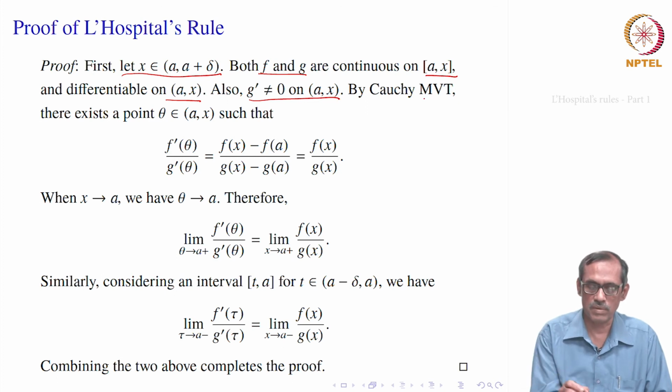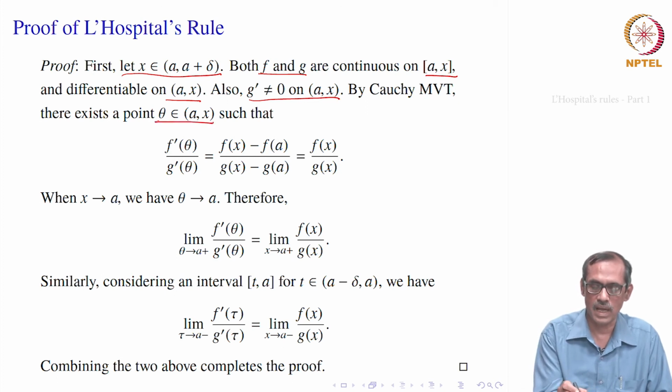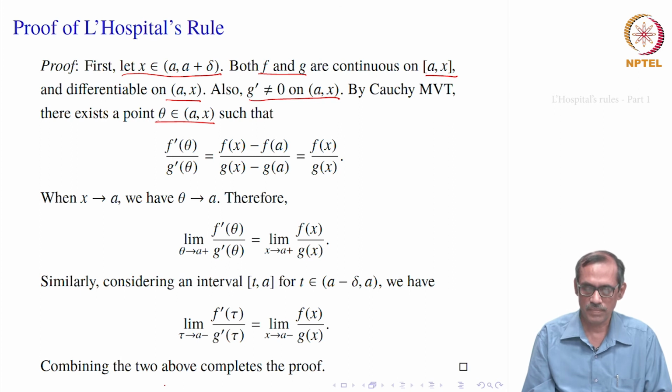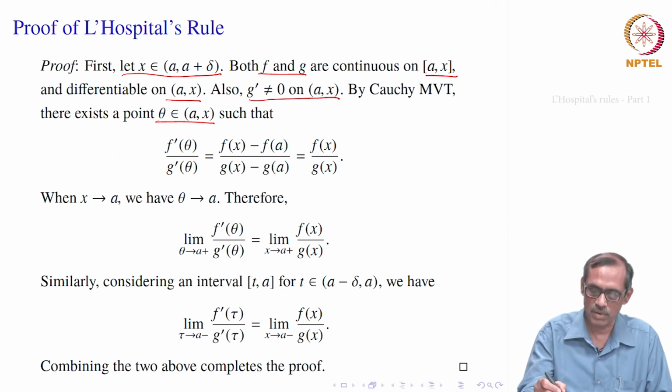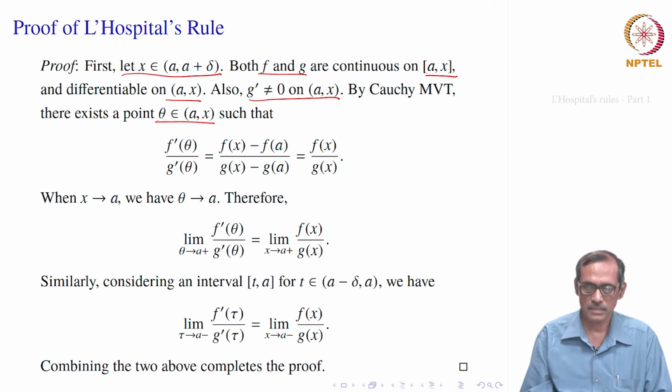So, by Cauchy mean value theorem, there exists a point theta between a and x such that f'(theta)/g'(theta) equals (f(x) - f(a))/(g(x) - g(a)), and we know that f(a) = g(a) = 0. So, that is the same thing as f(x)/g(x).